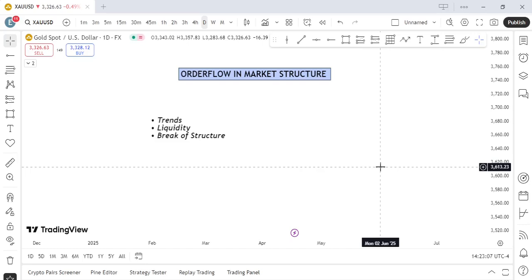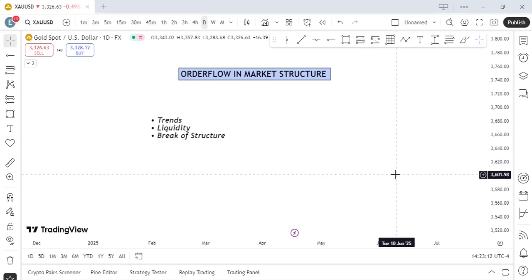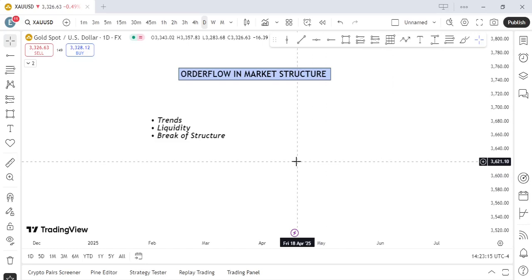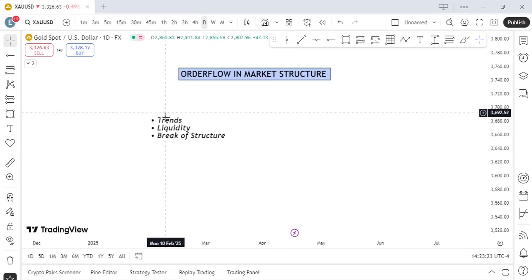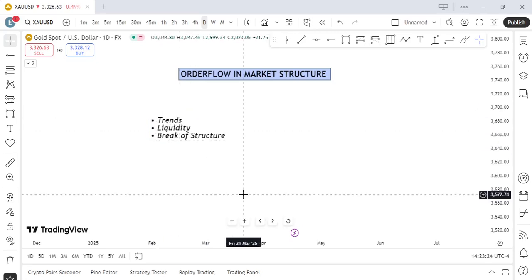So I'm using a trade setup I actually took recently to explain how order flow works. But before getting to that, let's first understand the term order flow. So what is order flow? Order flow is basically how you understand market price action using basic concepts like trends, liquidity, and break of market structure. We'll be going over these terms one by one.